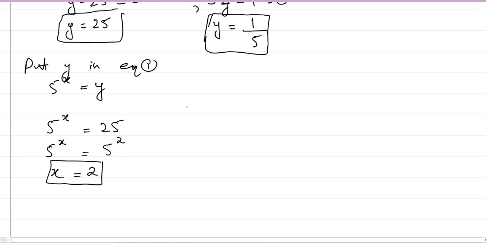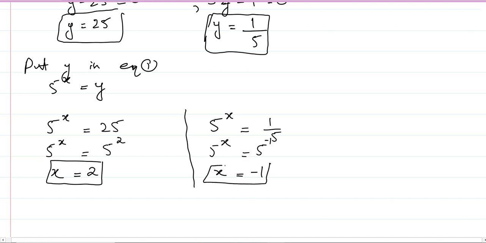And from here we have 5 raised to the power x is equal to 1 over 5, and this 1 over 5 we can shift into the numerator, so we will have 5 raised to the power negative 1, and here we have 5 raised to the power x. Now the bases are equal, so x will be equal to negative 1, and we have our solution set for x. x is equal to 2 and x is equal to minus 1.